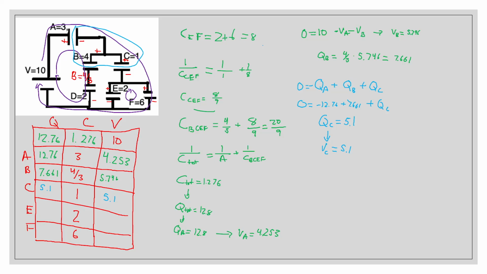Okay. And then we can do voltage rule again, because I've got a loop that goes through the battery, A, C, and then F. So I've got 0 equals, and I guess I should erase that.